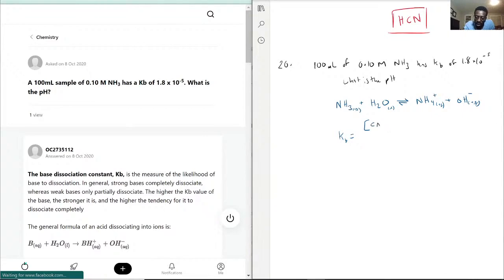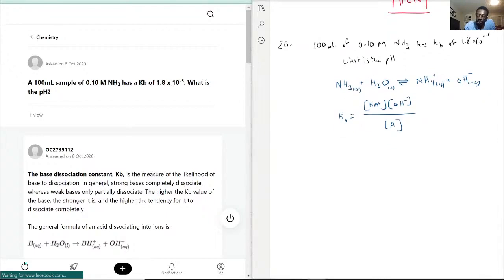This is important because the Kb formula is going to be the conjugate acid and OH minus over, well, I guess it's HA over A. I guess, yeah, HA plus technically. So this is a Kb, right? Because you still have your products over your reactants, okay? So we still want to do an ice table for this.